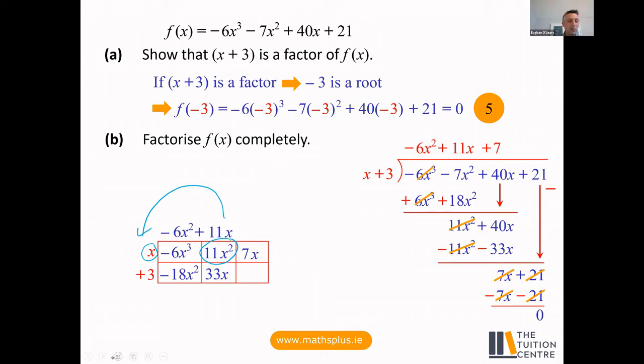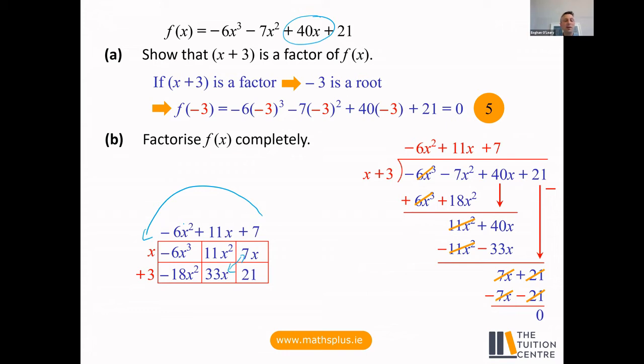Where did that 7x come from? Well, I know in this case that in total I need 40x. So my 33x and my 7x combine to give me my 40x. What do I do? Well, x into 7x is going to go 7 times. And when I multiply down by the 7, I'm going to get 7 times x is 7x. 7 times 3 is 21.